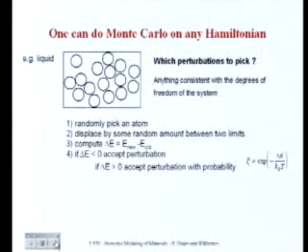So which perturbations would you pick? Again, anything that's consistent with the degrees of freedom of your ensemble is fine. So here, an obvious way to do this would be, you pick an atom, and you then pick a random displacement vector. That's my perturbation. I calculate the energy. If it goes down, I accept. If it doesn't, I don't accept.